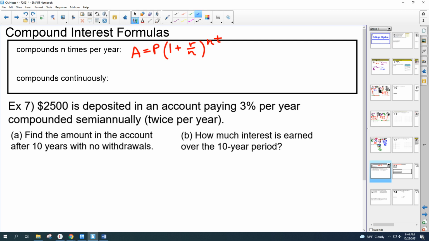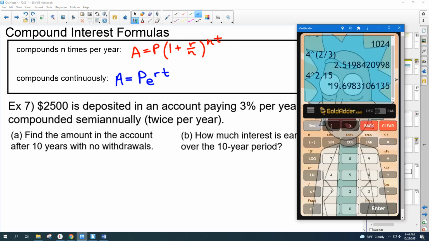For continuously, it's going to look similar but different. A equals P times E to the RT. That's actually easier to type in, but you have to understand that E is a number. You've got the E button on your calculator. E is a number. Kind of reminds me of pi almost. We all know pi is about 3.14. Well, E is a number that's about 2.7 or so. All right, E to the first power is that. That's a number. It's Euler's number. It has a lot of different applications in math and science. That's not important right now, but that is a number. E is a number, not a variable.